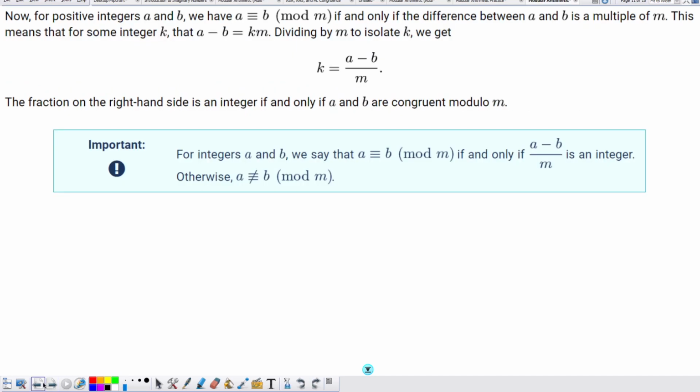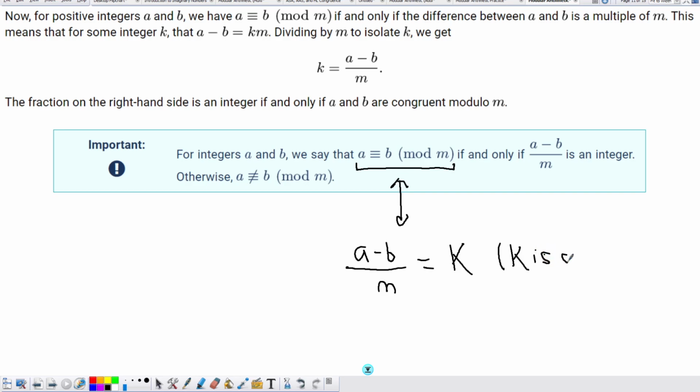And to define things even further, if we have some A congruent to B mod M, this is true if and only if the difference, again, is a multiple of M. And here it expresses as K, instead of N like I did. Well, it doesn't matter. We divide to get the following formula. So we say that A is congruent to B mod M if and only if (A minus B) divided by M is an integer like K, where K is an integer.